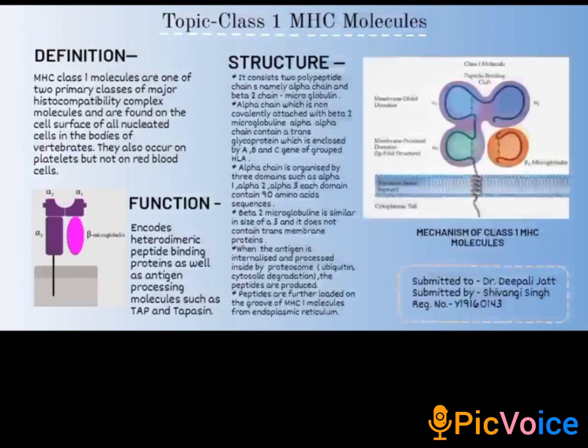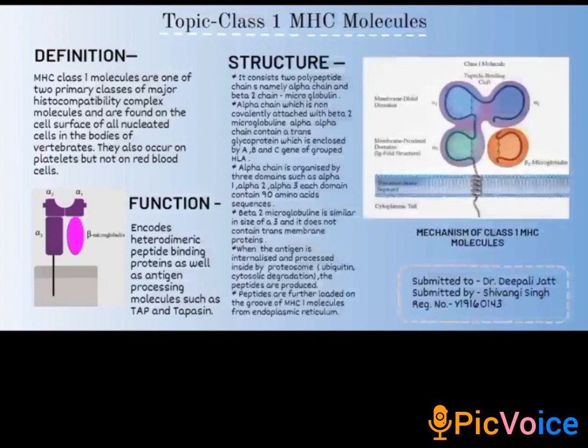Now, what is class 1 MHC molecule? MHC class 1 molecules are one of two primary classes of major histocompatibility complex molecules and are found on the cell surface of all nucleated cells in the bodies of vertebrates. Let's study the structure of class 1 MHC molecule. MHC class 1 molecules are expressed on all nucleated cells. In other words, they are found on the cytoplasmic membrane of all cells except red blood cells.